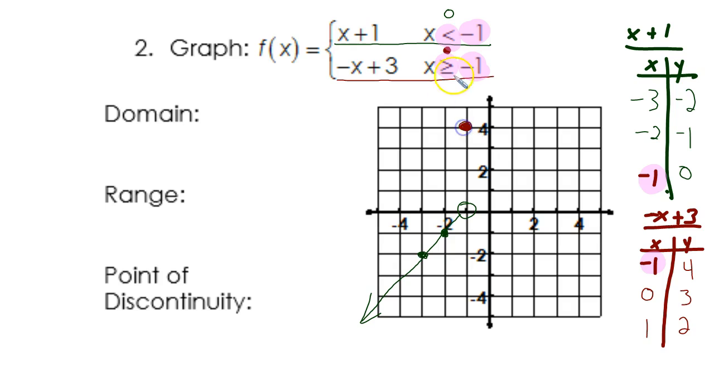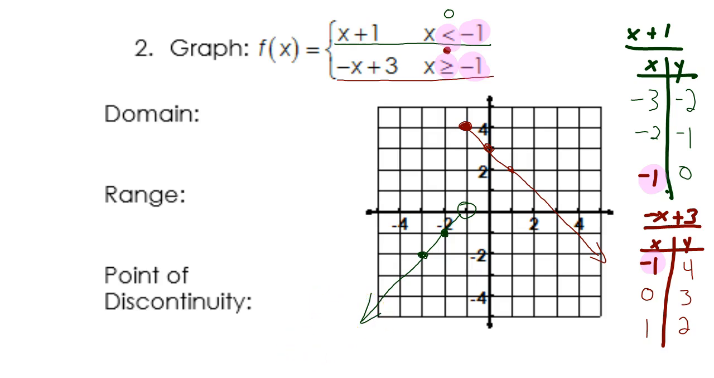Because of the "or equal to," I use a closed circle here. 0, 3, and 1, 2. And these should be in a straight line because these are both linear functions, but this one is going down to the right forever. So what's happening here is the left side of the graph is behaving differently than the right side of the graph.